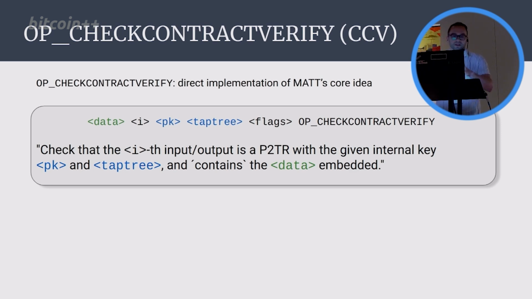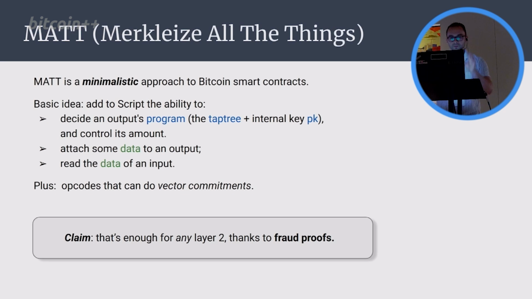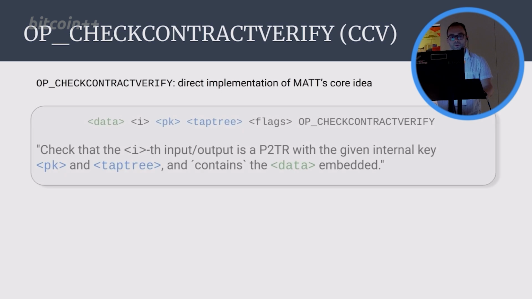This is for more technical people who want to understand, but already you can think about the framework even if you just understood the idea that I presented in the previous slide, which is this one. We want to be able to control the program and compute the data. And so the way check contract verify works is that you have a bunch of arguments. You push some data on the stack, you push an index, you push a public key and the taptree, that's the program, and you push some flags. Those are all the arguments of this opcode.